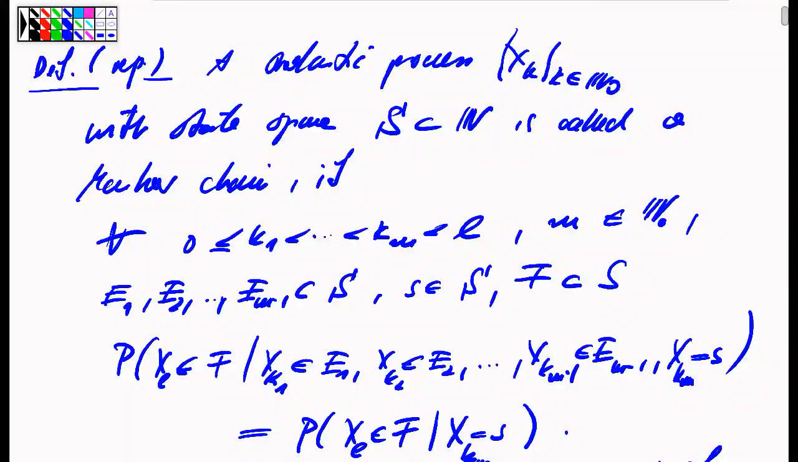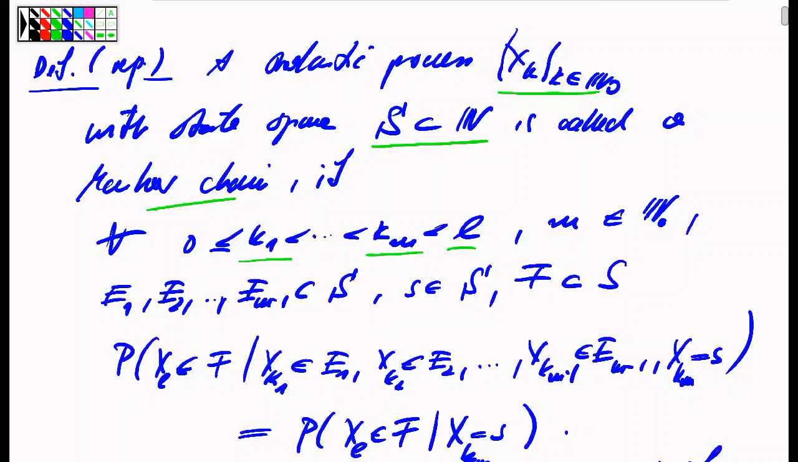Let me recall to you the proper mathematical definition of a Markov chain, because it is more subtle than it appears at first sight. So a stochastic process, which is indexed by the integers as time parameter space, and which assumes values in a countable state space S, is called a Markov chain if the following holds true.